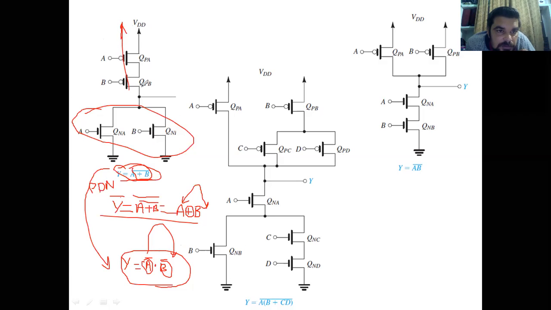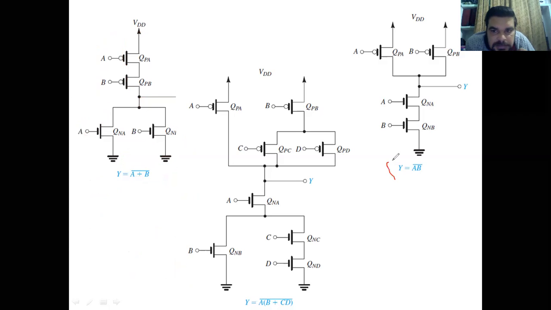So now if I connect this pull down network and pull up network like this, this is the complete CMOS logic for the combinational logic y equals to a plus b whole bar. Here, let's consider the next example.